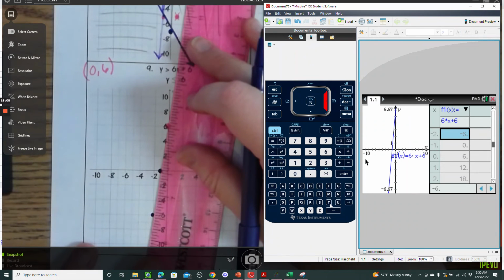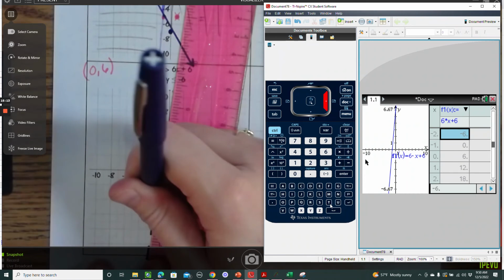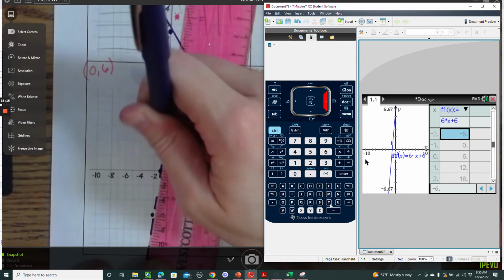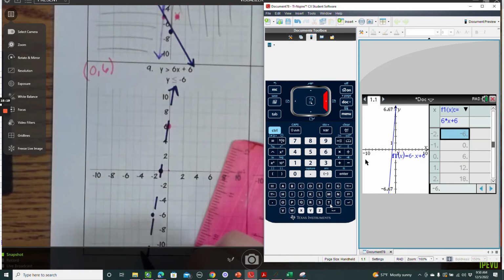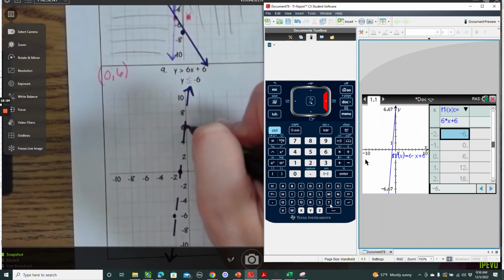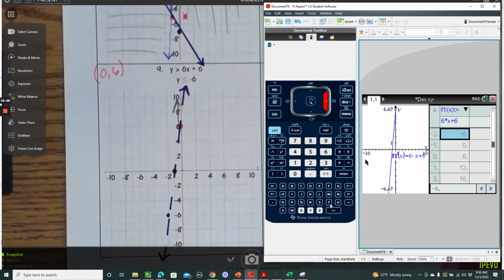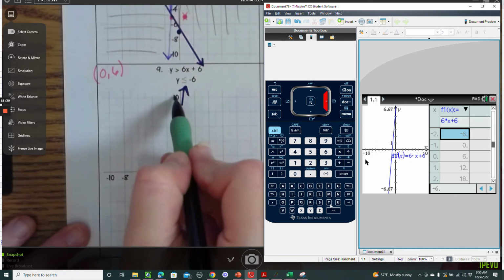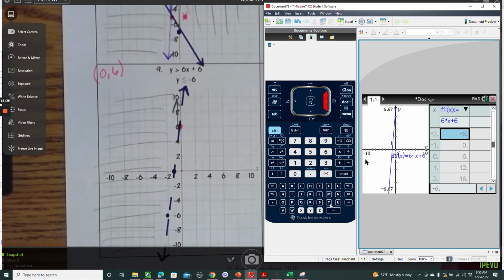Does everybody see why it's a dashed line? Because there's no line underneath the inequality sign. And then y is greater than. So here's the y-intercept. So shade this way, which means everything on that side of the line is greater than. I know it doesn't seem that way, but it is. The y's are getting greater that direction.